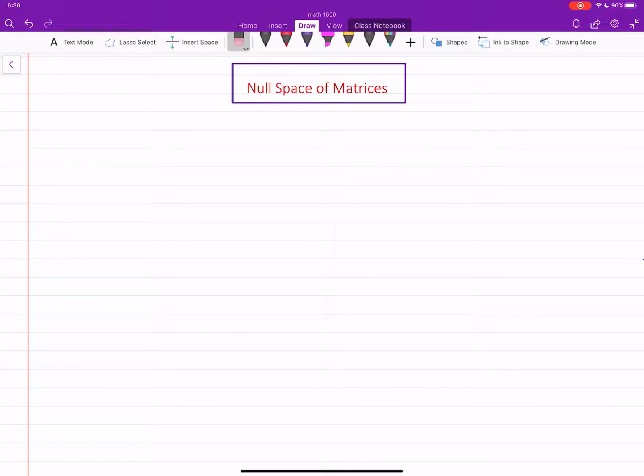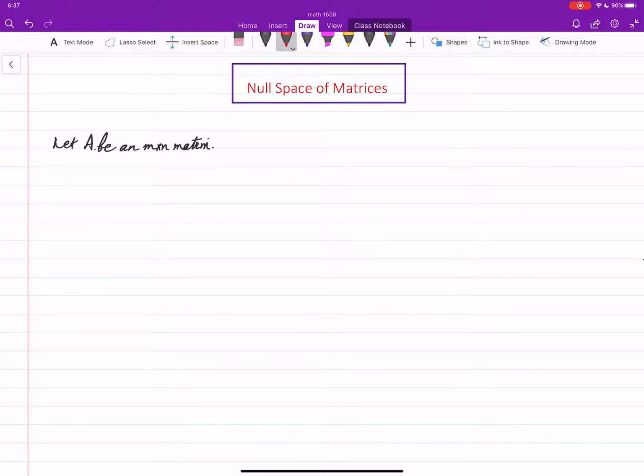Hi, in this video we will introduce null space for matrices. After row space and column space, this is the third subspace that we associate to a matrix. Okay, so let us start with the matrix. Let A be an m by n matrix. We already know what the row space is and what the column space is.